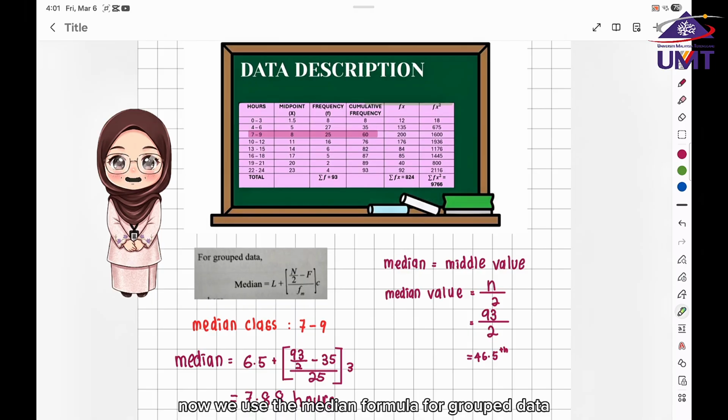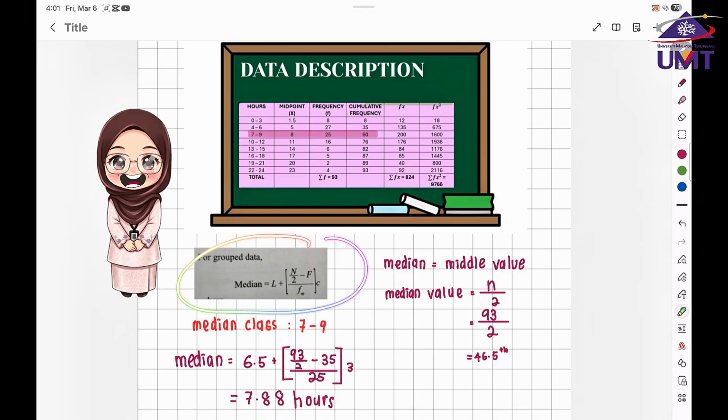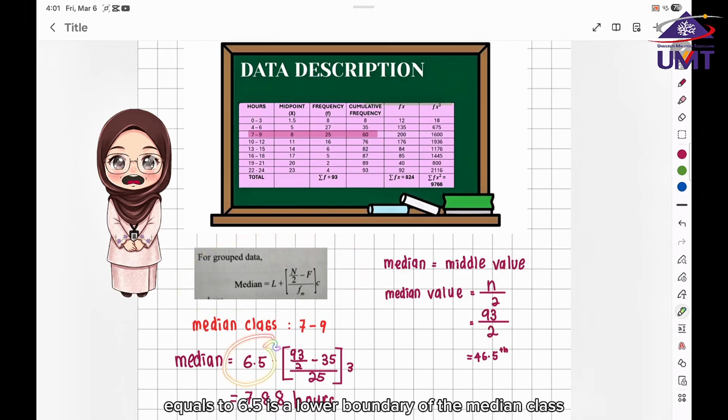Now, we use the median formula for group data, where L equals 6.5 is the lower boundary of the median class. F capital equals 35 is the cumulative frequency before the median class. F equals 25 is the frequency of the median class. C equals 3 is the class width. After substituting, the median is 7.88 hours.